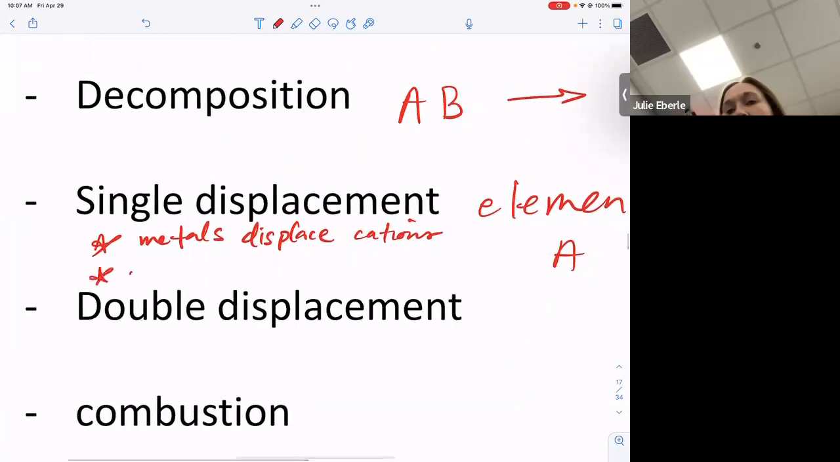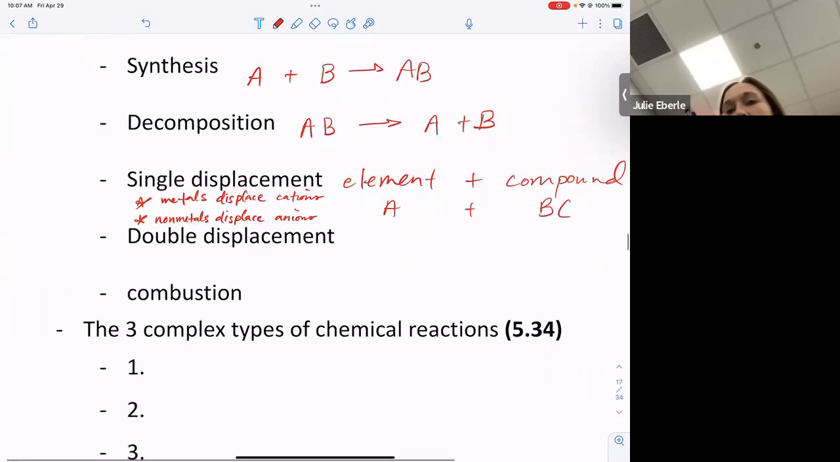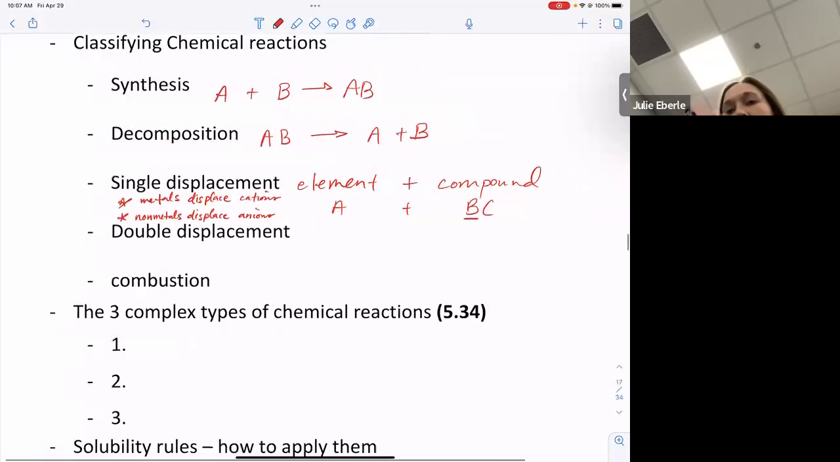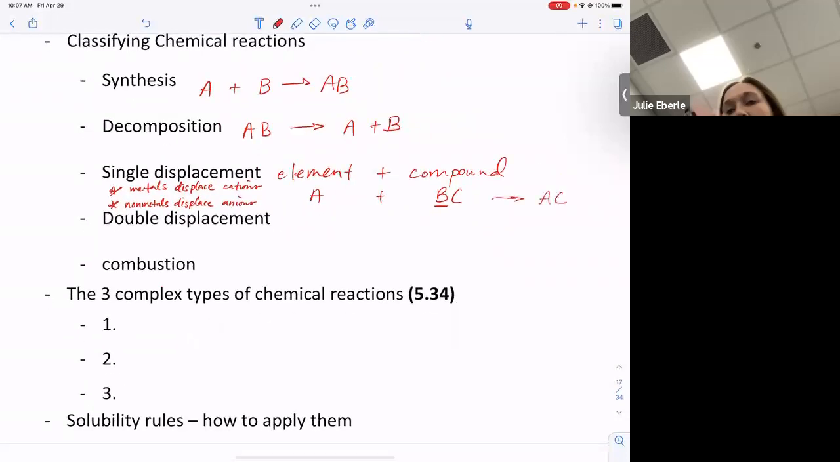And then we said nonmetals displace anions. So if A is a metal, B is your cation, if this is an ionic compound, because cations are always written first, and we would get AC, and then B would be by itself. A has displaced B. But if A is a nonmetal, like oxygen or fluorine or chlorine, then it would displace C, okay? So this is written out if A is a metal.